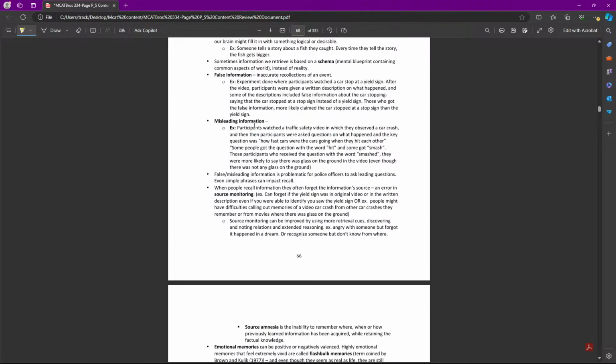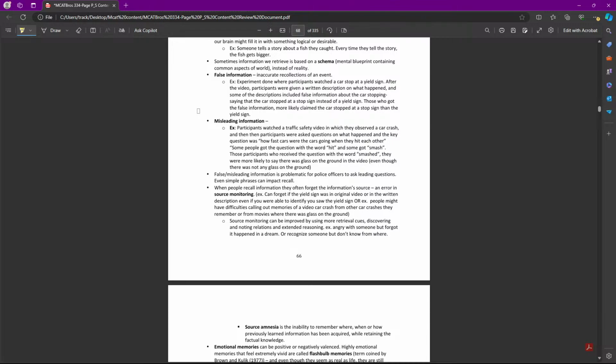An example of misleading information: participants watch a traffic safety video in which they observe a car crash, and then the participants were asked questions about what happened. The key question was, how fast were the cars going when they hit each other? Some got the word hit and some got smashed. Those who got the word smashed believed there was grass on the ground, even when there was no grass. False memories are problematic for police officers who ask leading questions. Even simple phrases can impact recall.